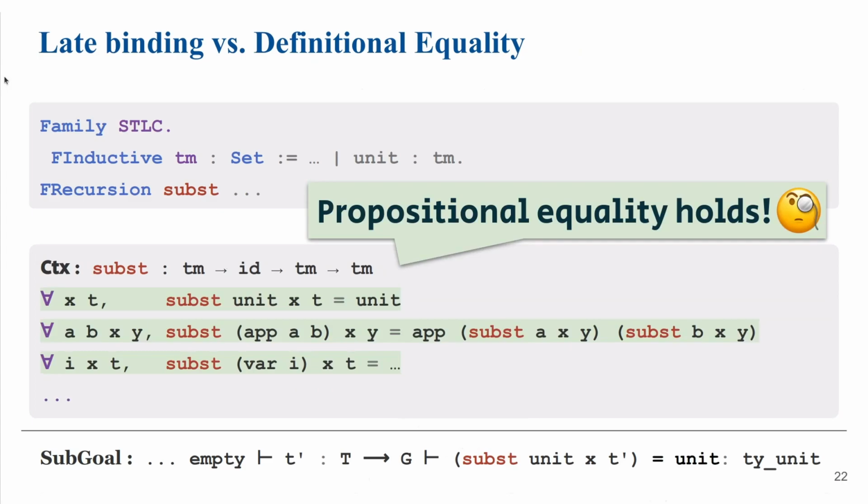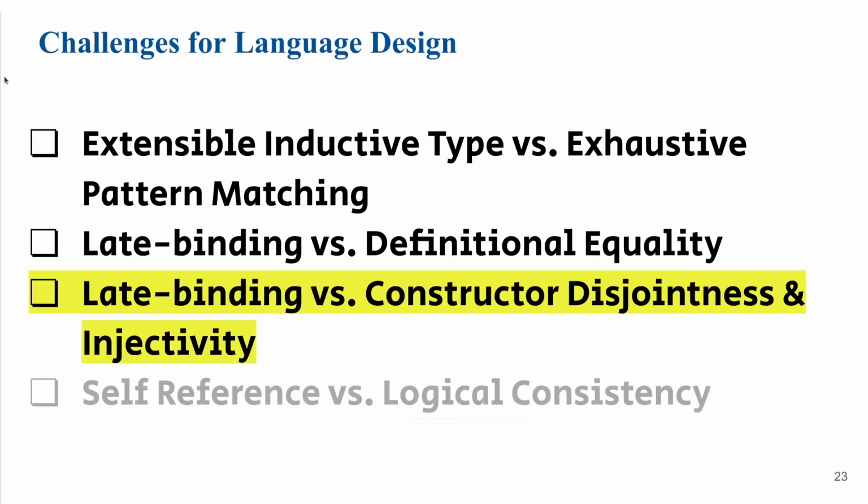A key observation is that although late binding prevents definitional equality on substitution, it still allows propositional equality. FPOP will automatically generate a propositional equality for each case handler defined within F-recursion. With the propositional equalities in a context, we can prove the substitution lemma. We just addressed a challenge on equational reasoning posed by late binding of recursive definitions.